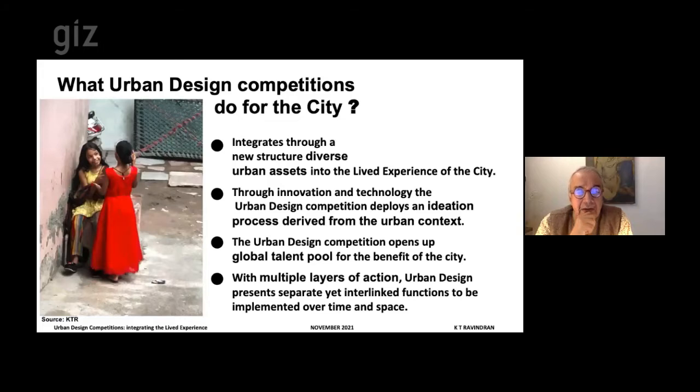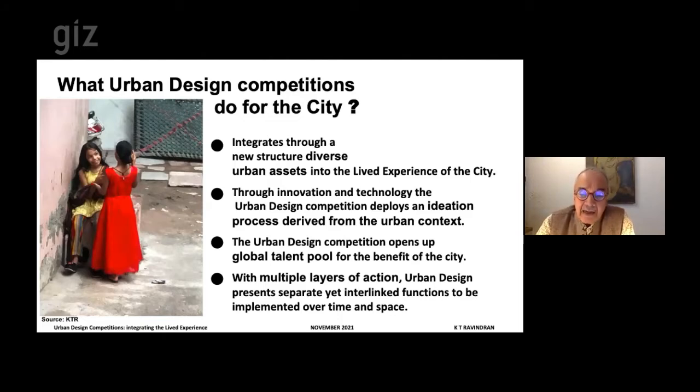Next, we see that urban design competitions open up a global talent pool for the benefit of the city. I don't mean competition as one sees in two people competing with each other, but the idea of opening up a problem-solving or envisioning exercise to a larger global talent pool, which brings multiple benefits to the city. Lots of things that one could never have imagined are imagined by people across the world coming from diverse experiences and applying their own experience to the problems that one sees on the ground in the project. So this is a great benefit that a city gets out of opening up an urban design competition across the world.